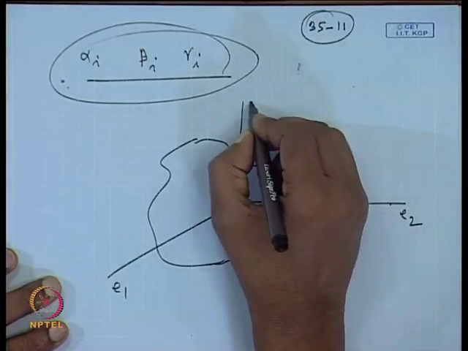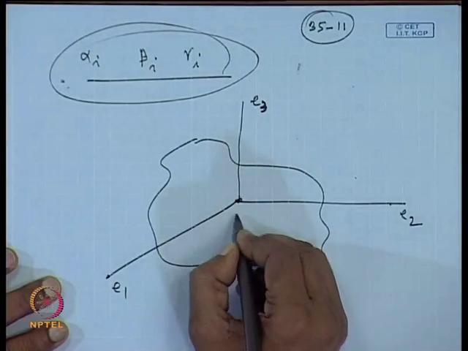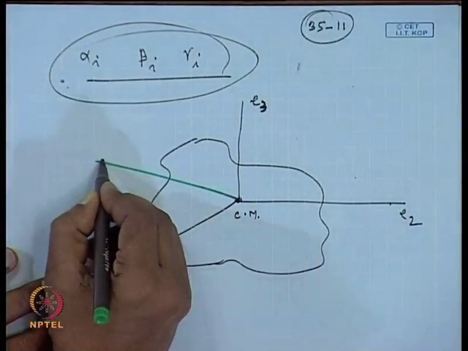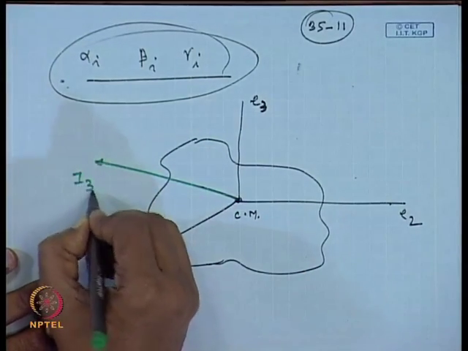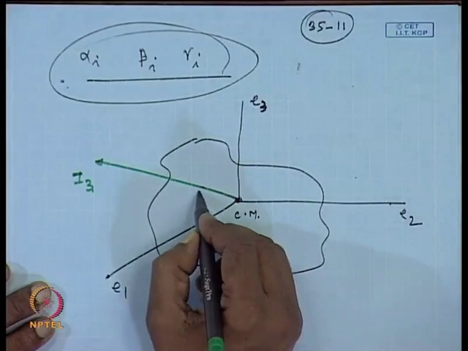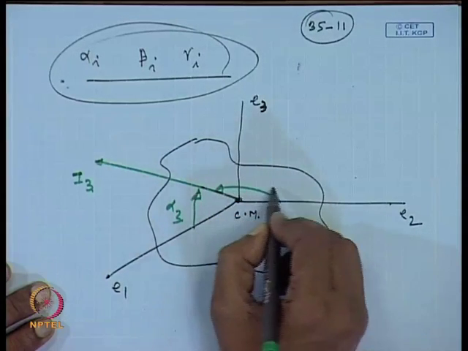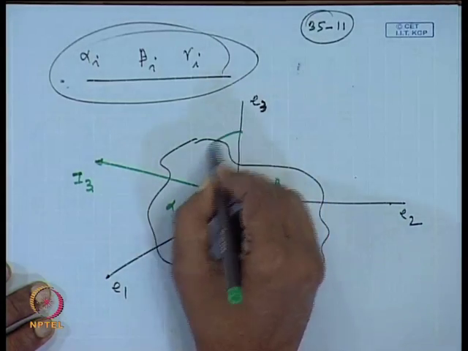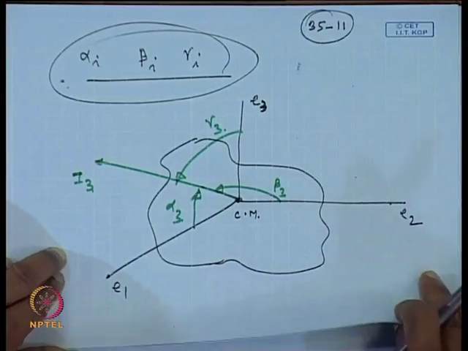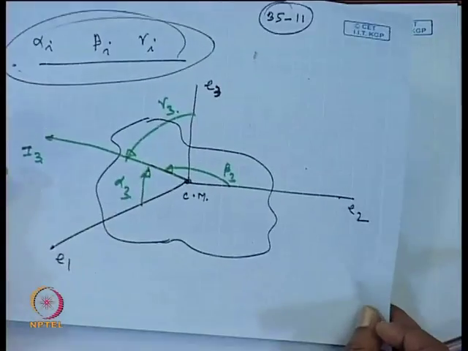E1, E2 and E3 are the body x direction, and this is the center of mass. Let us say that this is the principal inertia I 3 and this is the corresponding direction. We need to work out these angles. I will write this as alpha 3, this angle as beta 3 and this angle as gamma 3. These are the three angles we have to decide, and these three angles give the direction.